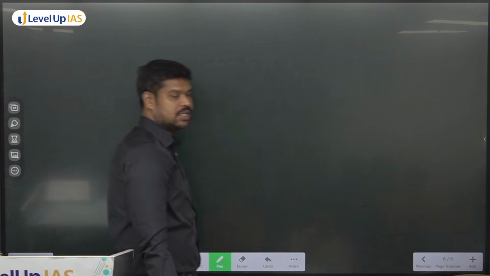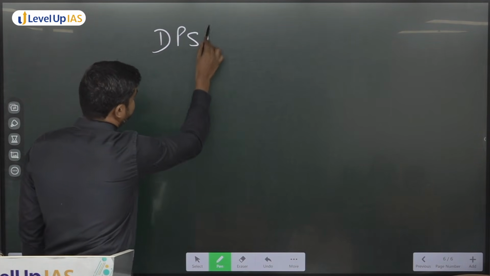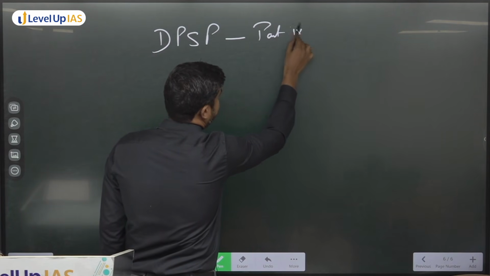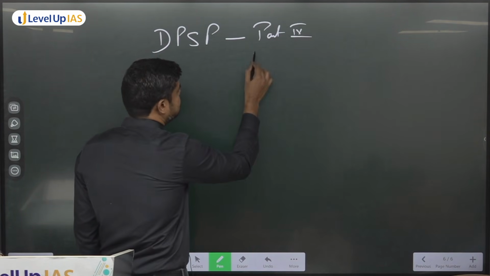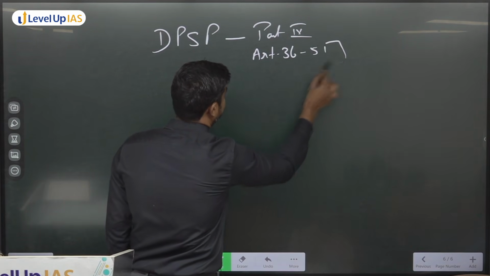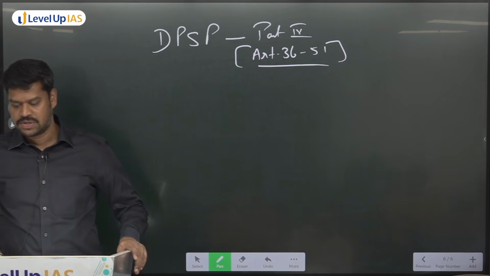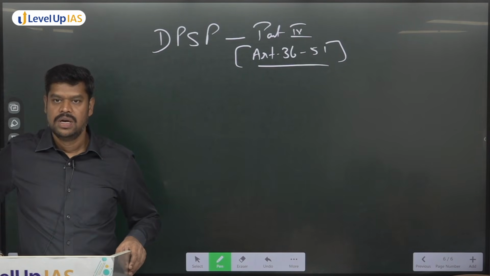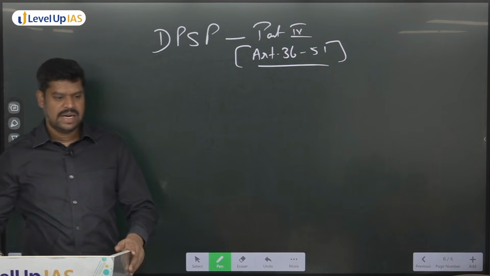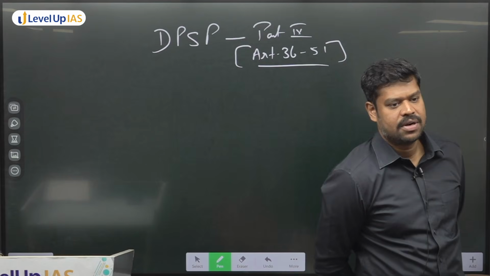Okay, so please come to the next topic, that is the directive principles of state policy, DPSP. Right, this is from Article 36 to Article 51. So this is the directive principles of state policy. If you see the directive principles of state policy, what is the fundamental difference between the directive principles of state policy and the fundamental rights?